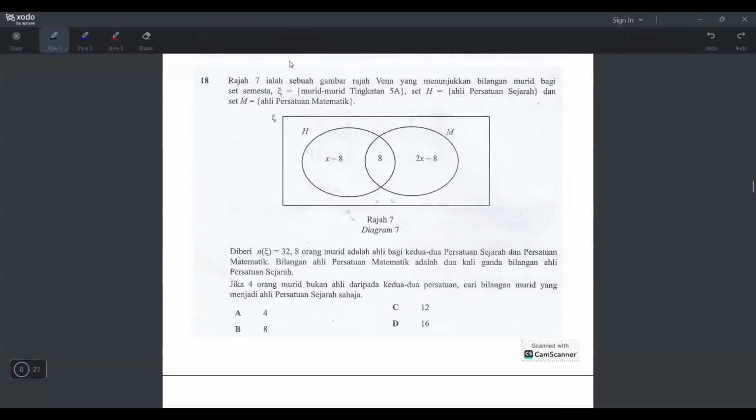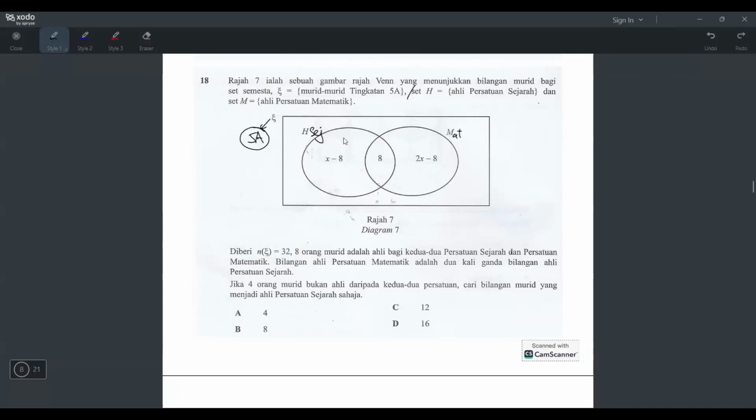Okay, number 18 pula. Rajah 7 ialah sebuah gambar rajah Venn yang menunjukkan bilangan murid bagi set semesta, universal set, murid-murid tingkatan 5A. So, this one is murid tingkatan 5A. Okay, I just write like this. And then Ali H, set H, Ali sejarah. So, H, sejarah. Okay, and then M is matematik.